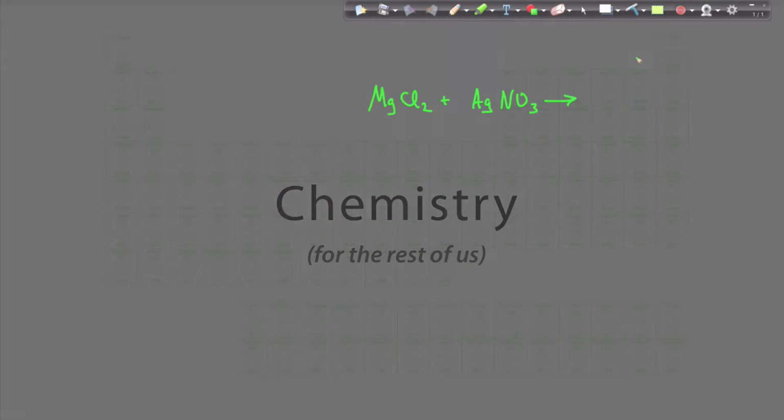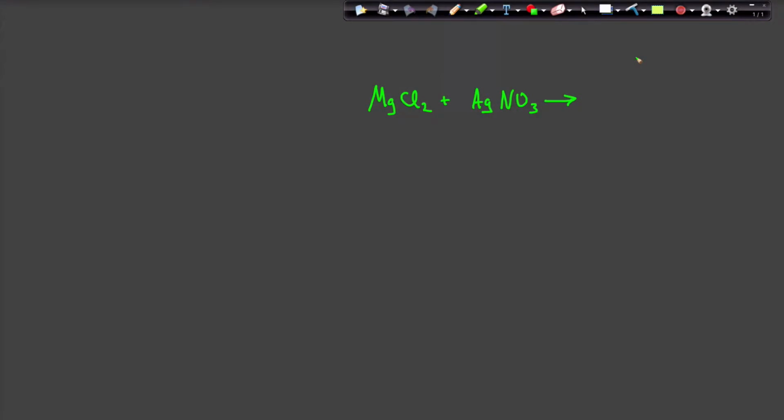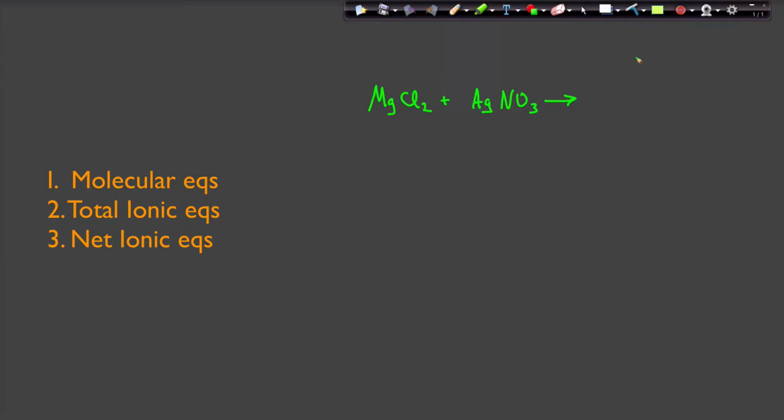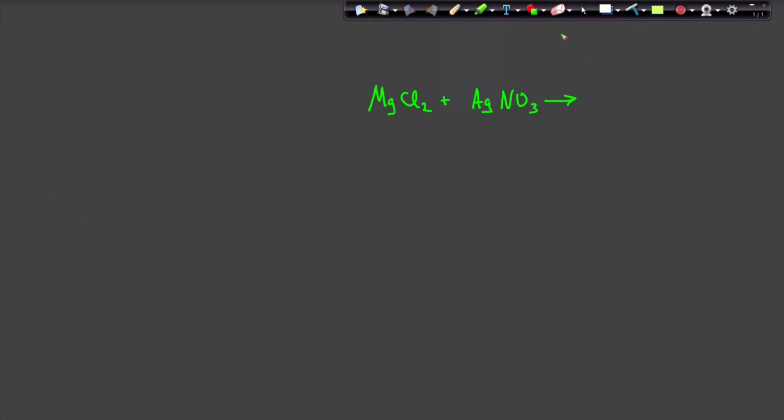Let us now consider ionic reactions. In particular, we want to consider molecular equations, total ionic equations, and then net ionic equations. So first of all, let's look at the reaction of two ionic materials, magnesium chloride and silver nitrate.